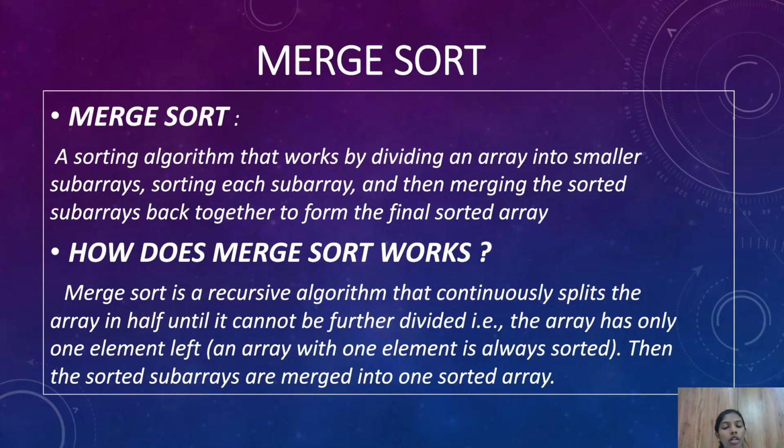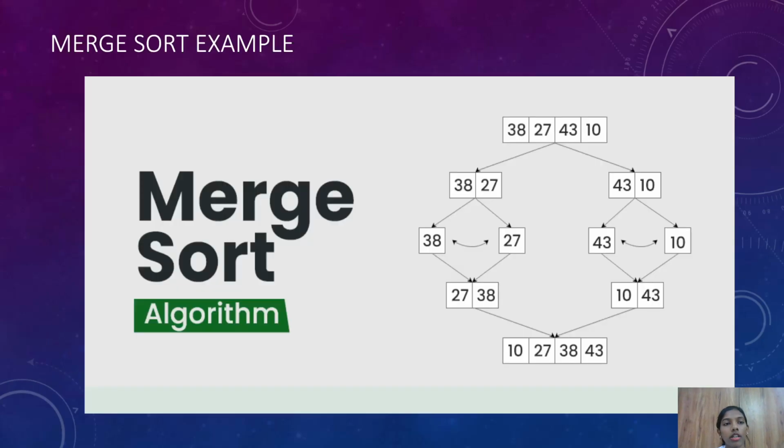How does merge sort work? Merge sort is a recursive algorithm that continuously splits the array in half until it cannot be further divided. That is, the array has only one element left. An array with one element is always sorted. Then the sorted subarrays are merged into one sorted array.